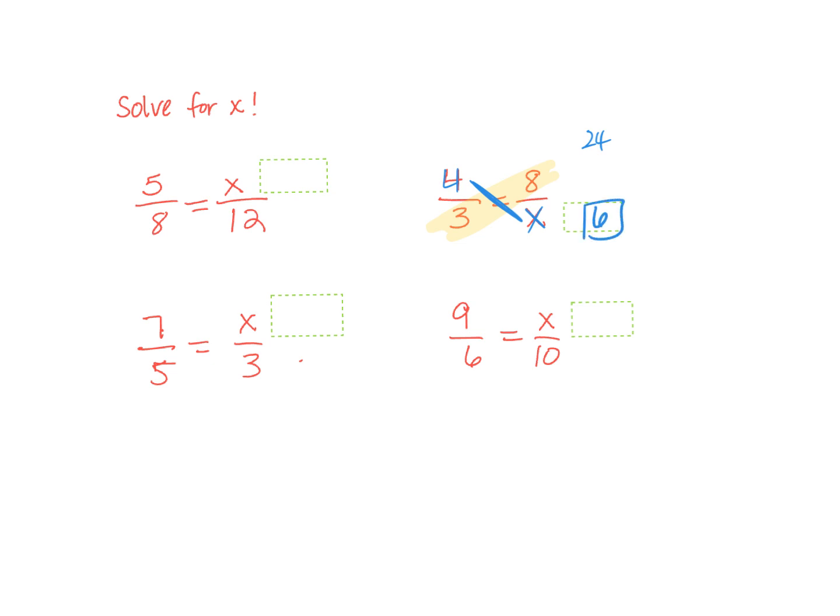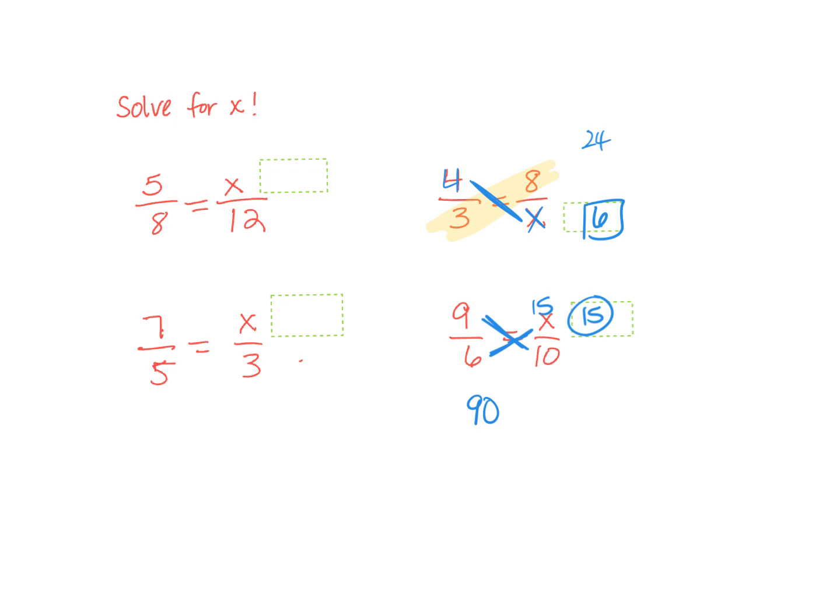Okay, let's do another one. I'm going to look at this diagonal because I know the two numbers. 9 times 10 is 90. So 6 times something also has to be 90. So I'm actually going to do 90 divided by 6, and I end up with 15. So now these two would be equivalent rates or fractions.